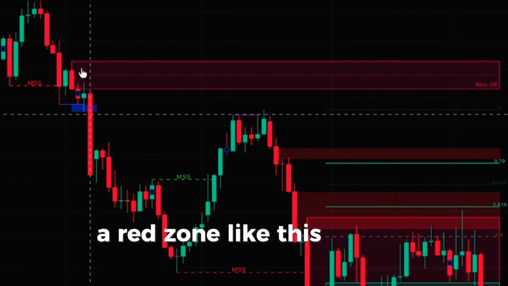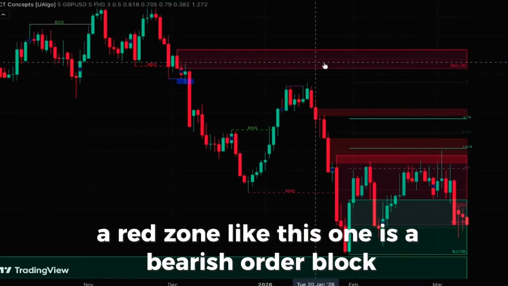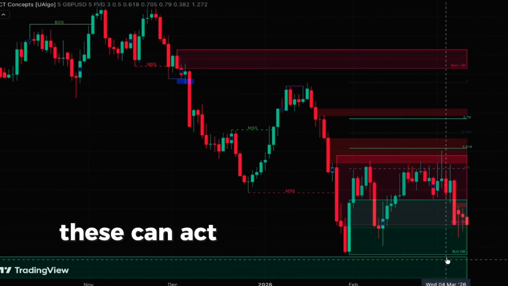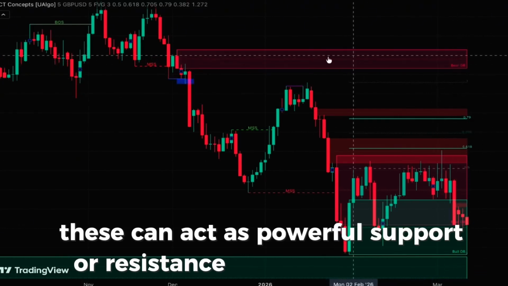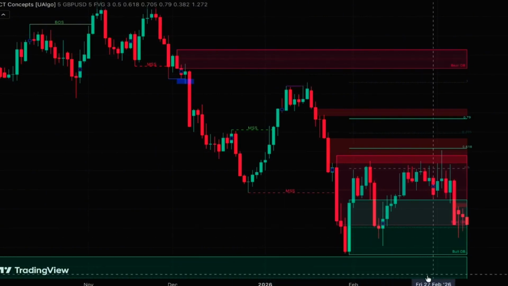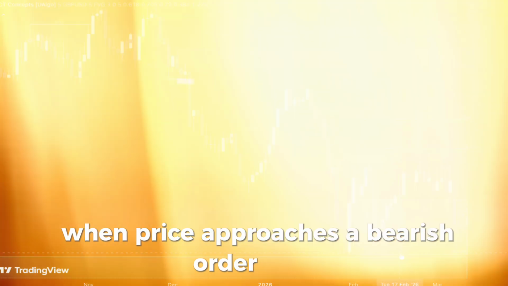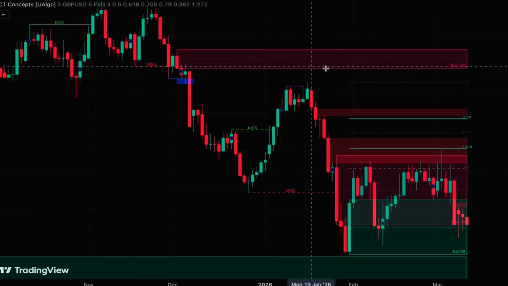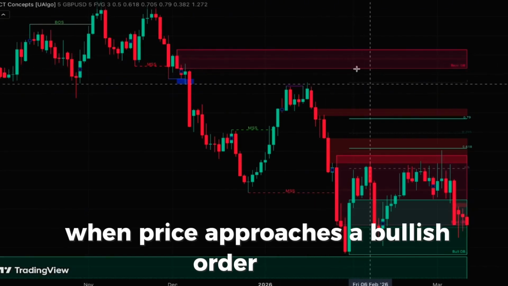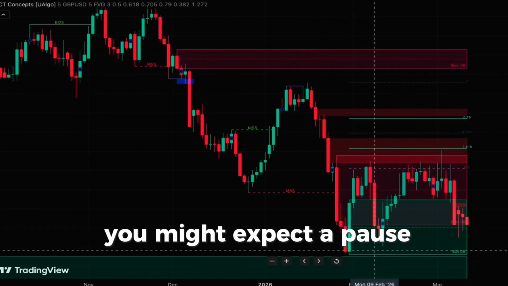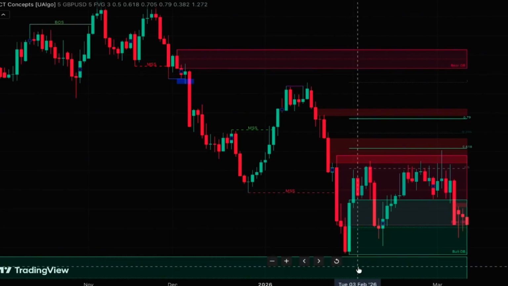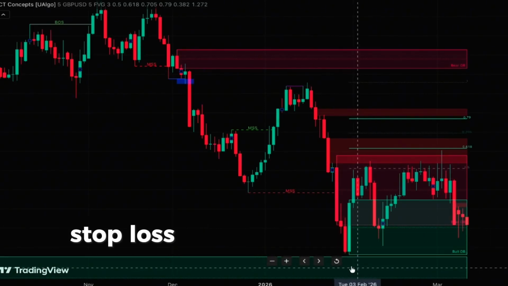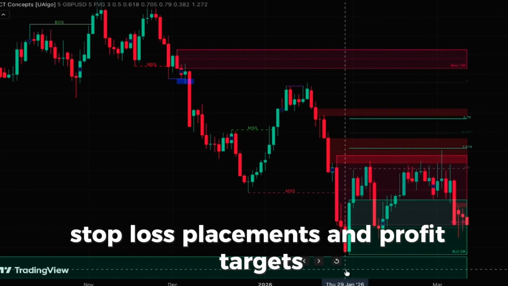A red zone like this one is a bearish order block, and the green zones are bullish order blocks. These can act as powerful support or resistance levels in the future. When price approaches a bearish order block, you might expect it to pause and then move lower. When price approaches a bullish order block, you might expect a pause followed by an upward move. These zones can be very useful for planning entries, stop-loss placements, and profit targets.